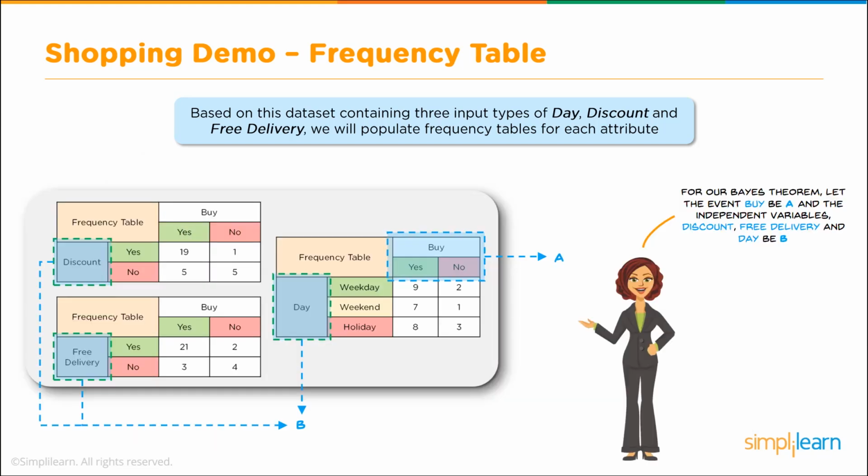As we dig in deeper to this table for our Bayes theorem, let the event buy be A. Now remember, when we looked at the coins, I said we really want to know what the outcome is. Did the person buy or not? That's usually event A, what you're looking for. And the independent variables, discount, free delivery, and day, be B. So we'll call that probability of B.